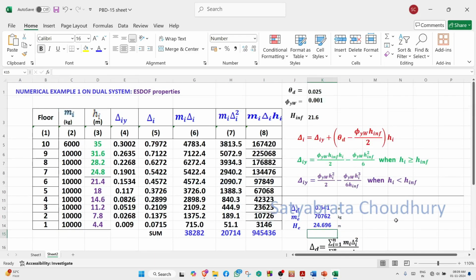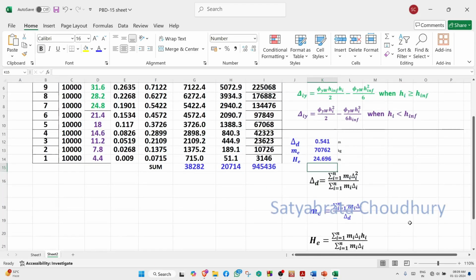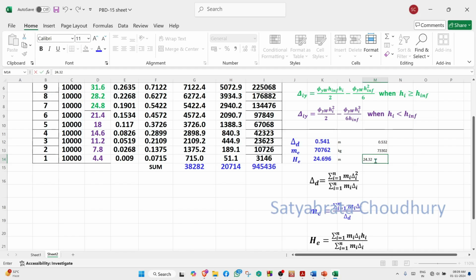So this is the way it goes. You check the formula again whether taken appropriately, and you can recalculate all these values to check the accuracy. In my personal calculation, I got the value of delta D etc. like this, 0.532, and ME I got 73302, and HE I got 24.324. So they are slightly differing from the values we have calculated.